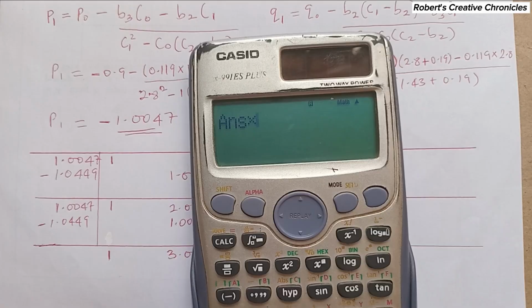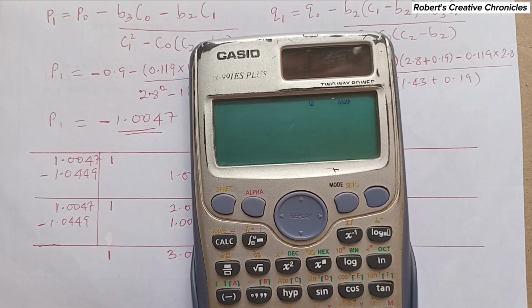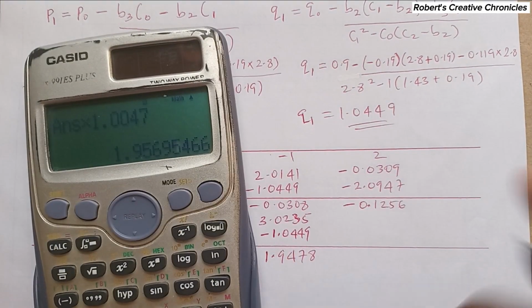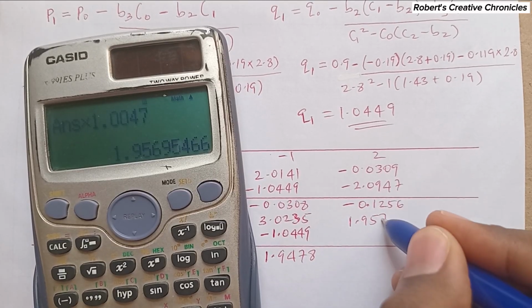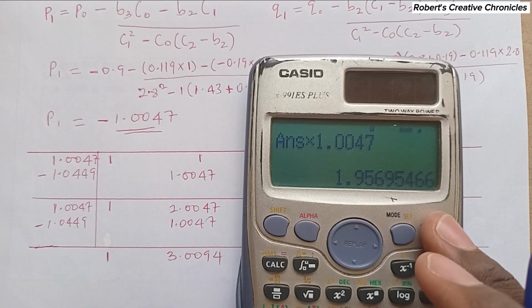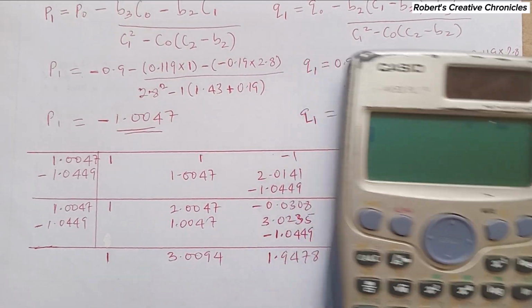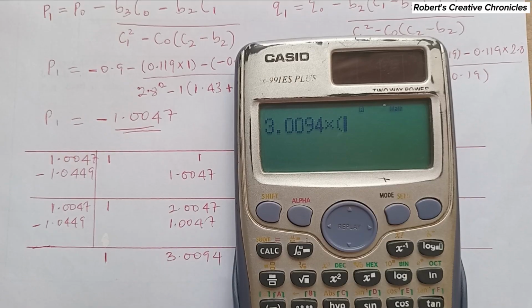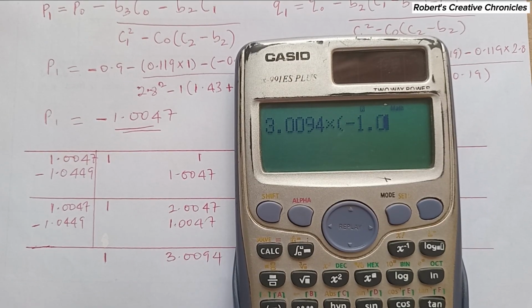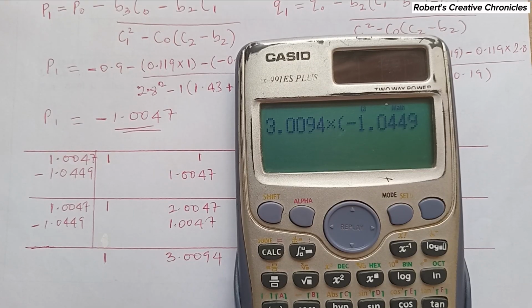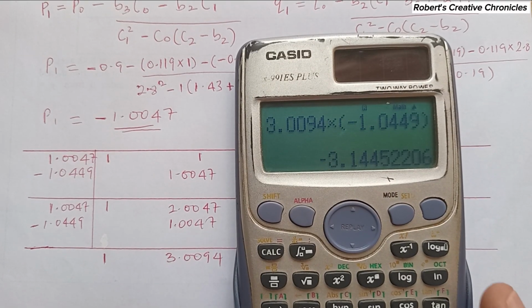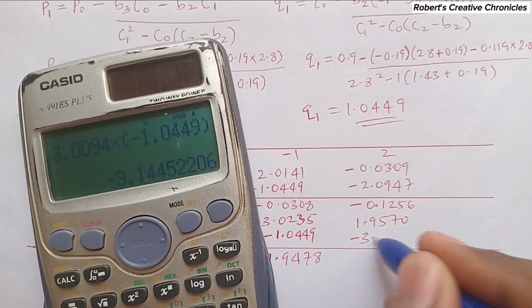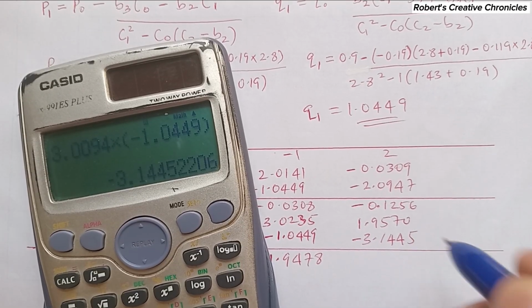So it will be this times 1.0047. This is 1.9570. Then this times this, 3.0094 times minus 1.0449, and this is negative 3.1445.